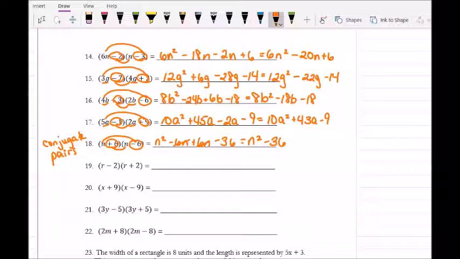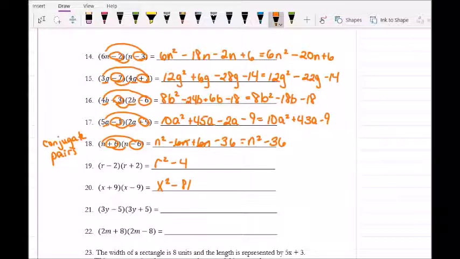So that means we don't have to do all of FOIL. We can just do the first and the last terms, because the middle two will cancel out anyway. So for 19, let's just do that. R times R would be R squared. And last, negative 2 times positive 2 is negative 4, and that's it. We're done. Number 20, x times x is x squared, and positive 9 times negative 9 is negative 81.